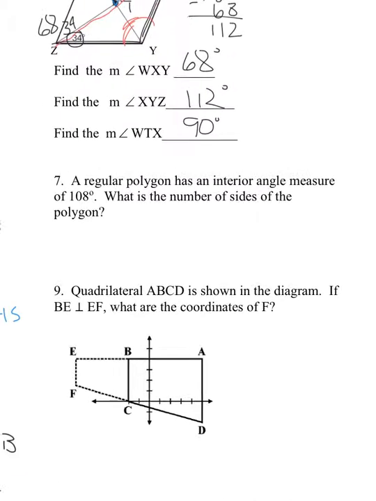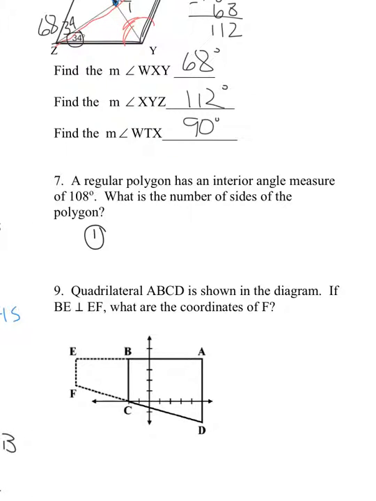All right. A regular polygon has an interior angle measure of 108 degrees. What is the number of sides of the polygon? So there's an algebraic way to solve this, which takes a lot more steps, and so I think we're just going to focus on the shortcut because that's easier. And as long as you show these 2 steps, that's fine.